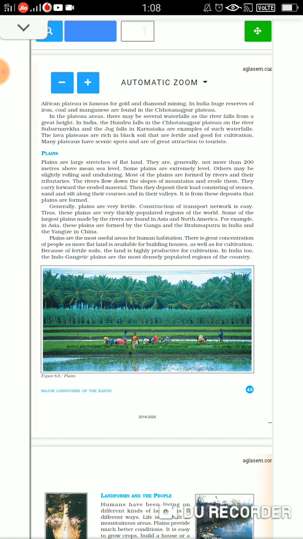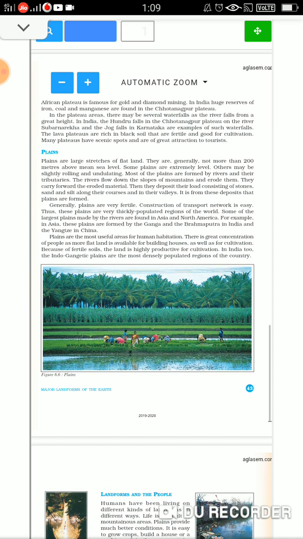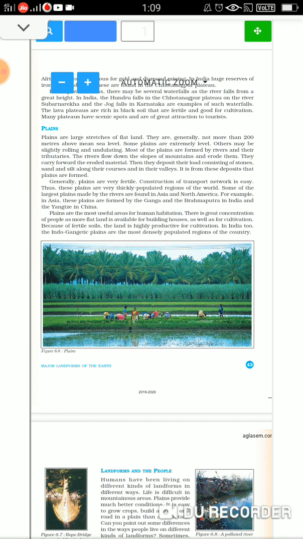Last come the plain areas in which you people live. Fine. So the plains have large stretches of flat land, and their height is not more than 200 meters above the sea level. Then children, some plains are extremely level, while others can be rolling, somewhere high, somewhere low.